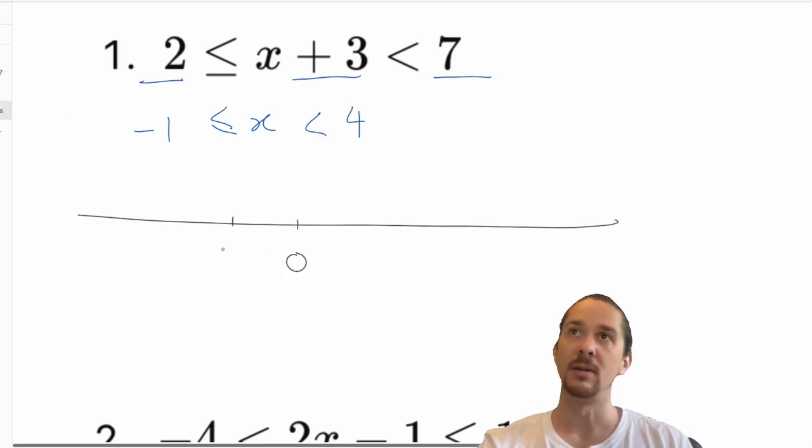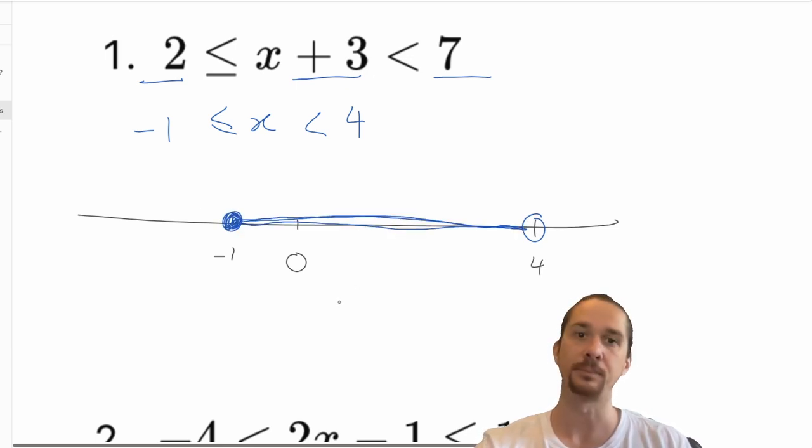I'll say, let's put 0 there. We'll say that's negative 1. We'll say 4 is over here. And so what we know is that x is less than 4 and greater than or equal to negative 1, which means that x exists in this interval here.